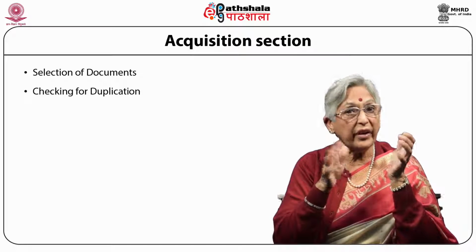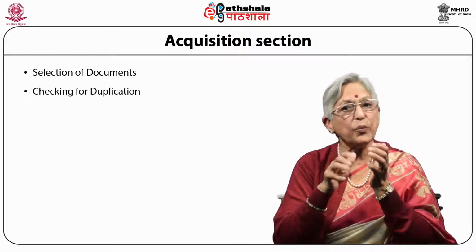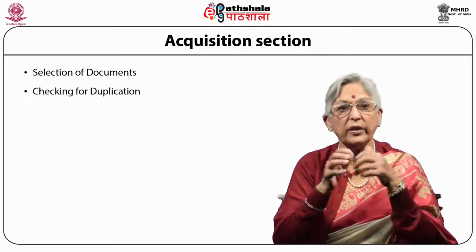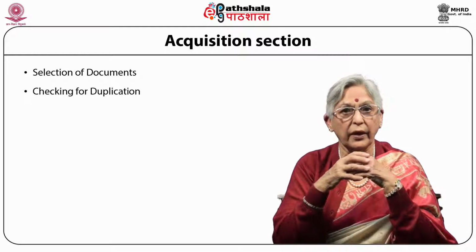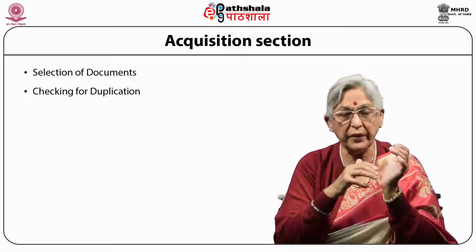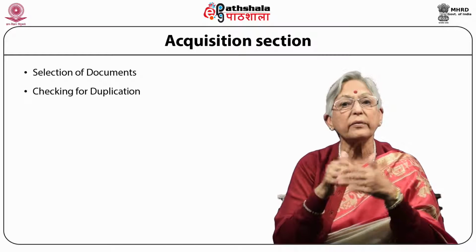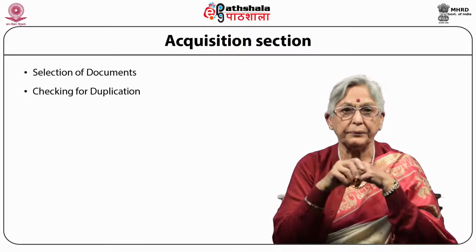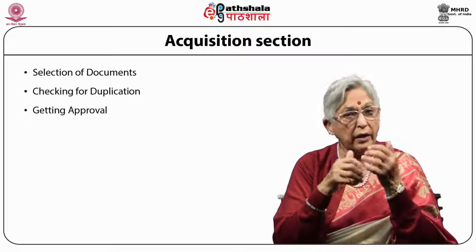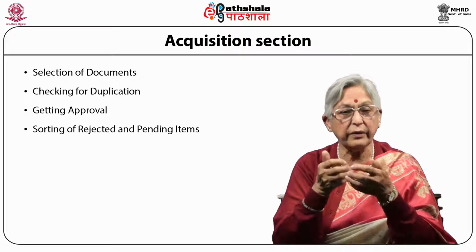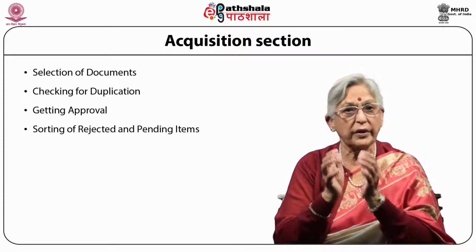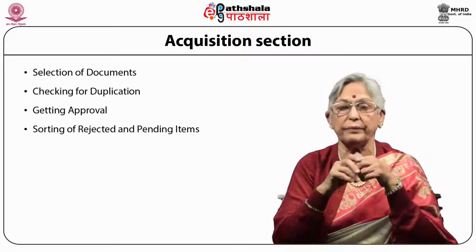After checking and removing the duplicates, the list of provisionally selected items is prepared and sent to the competent authority for approval. At the same time, cards pertaining to provisionally selected items are prepared and kept in the tray marked provisionally selected. When the list is received back after approval, cards pertaining to rejected and pending items are removed. Now the tray contains cards of documents that are approved. The tray is labeled as document approved.